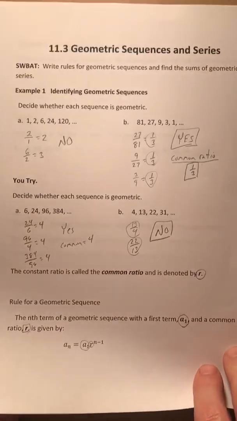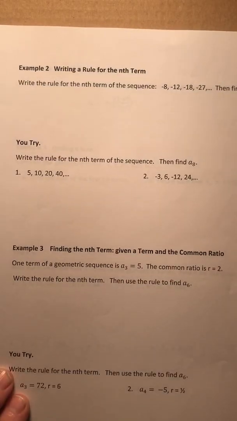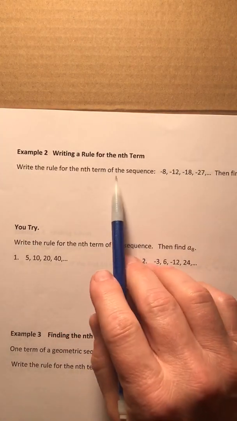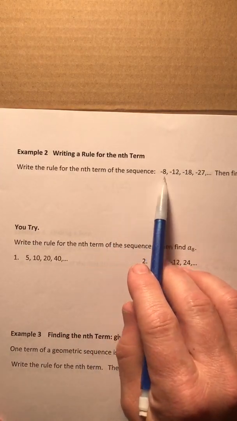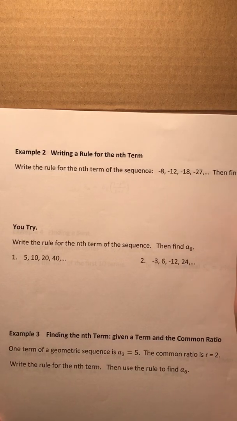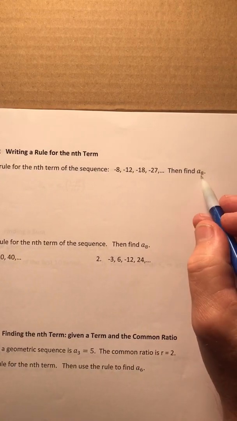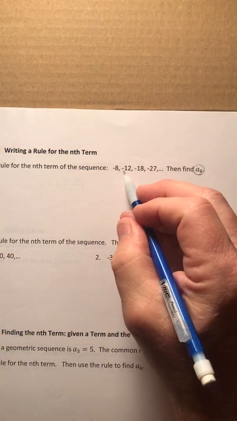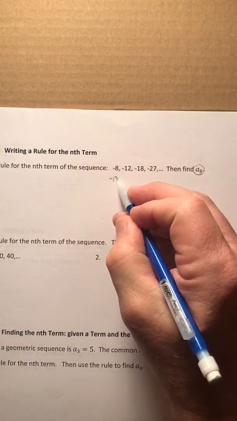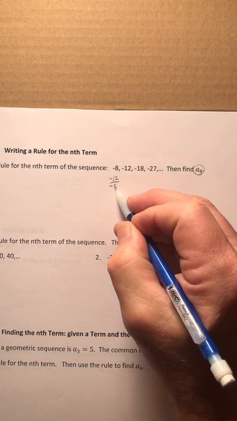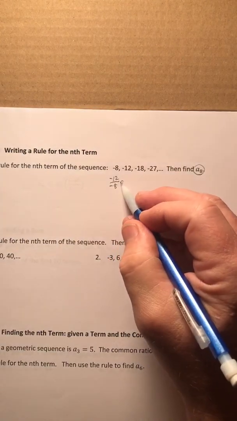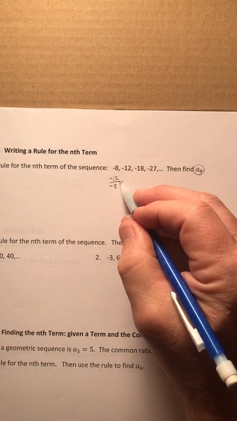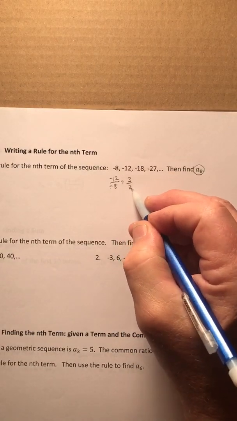So how this works is this way. We're going to write the rule for the nth term of this sequence, and we're also going to find a sub 8. The first thing we do is get the common ratio. So negative 12 divided by negative 8. Both are divisible by 4, and negative divided by negative is a positive. So we divide them both by 4 and we get 3 over 2.